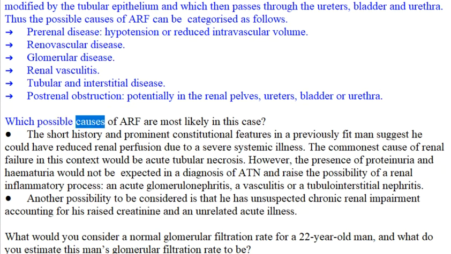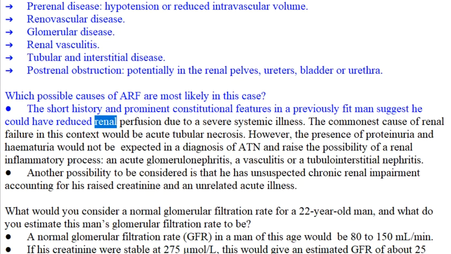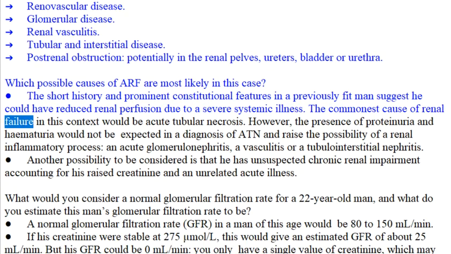Which possible causes of ARF are most likely in this case? The short history and prominent constitutional features in a previously fit man suggest he could have reduced renal perfusion due to a severe systemic illness. The commonest cause of renal failure in this context would be acute tubular necrosis.